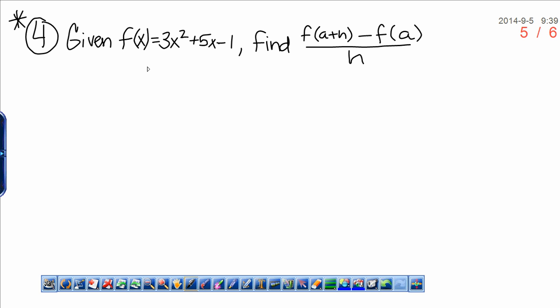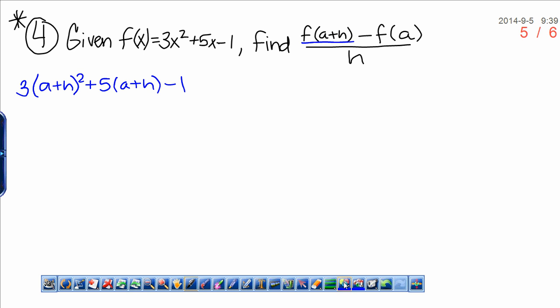Okay, we are going to break this down into steps, so just stay with me. All right, the first thing I'm going to do is f of a plus h, and I'm going to do this part in blue. Think about everything we've done so far today. When you see a plus h inside the parentheses, what does it tell you to do? Plug in a plus h for x. All right, let's do it. So 3 times a plus h squared plus 5 times a plus h minus 1.